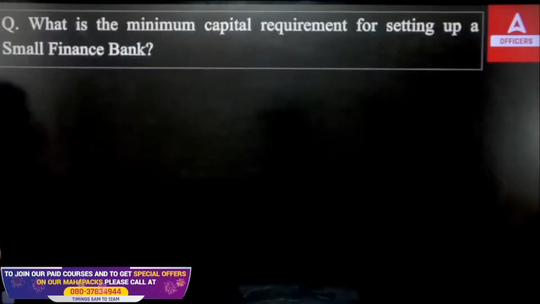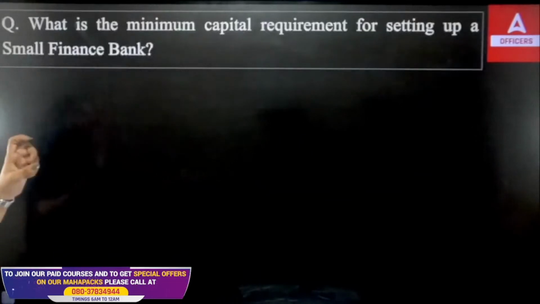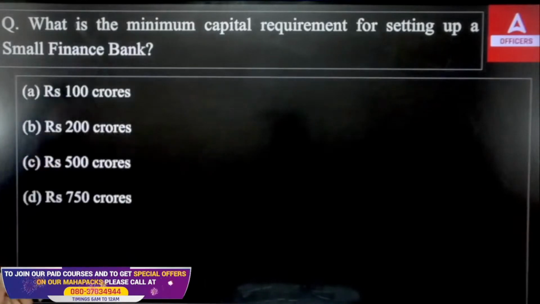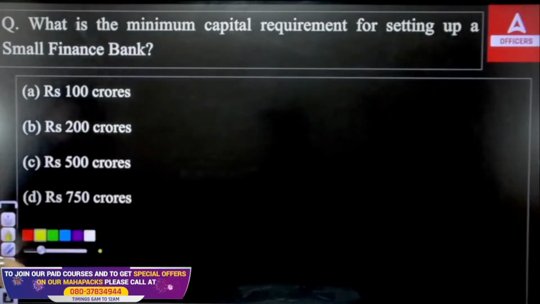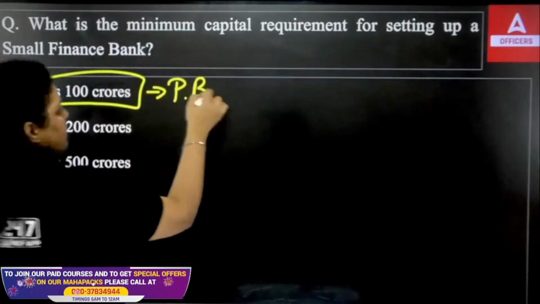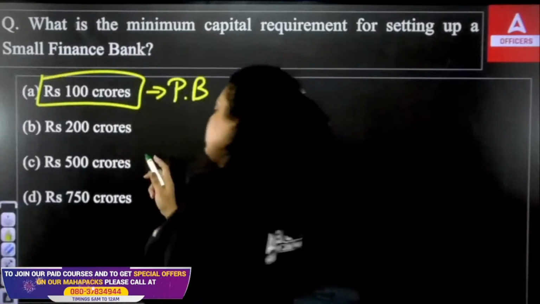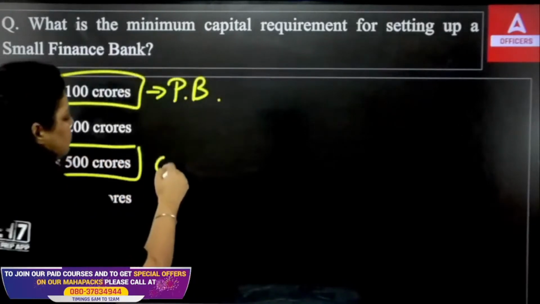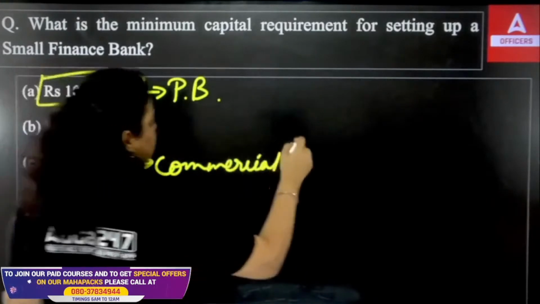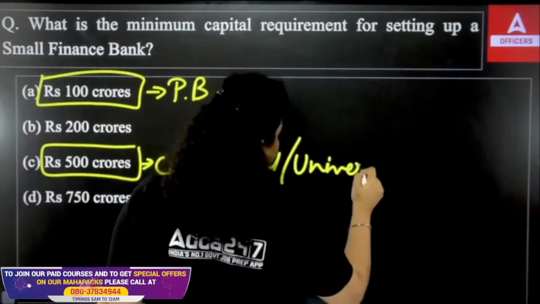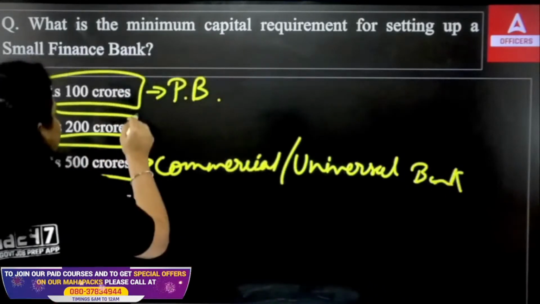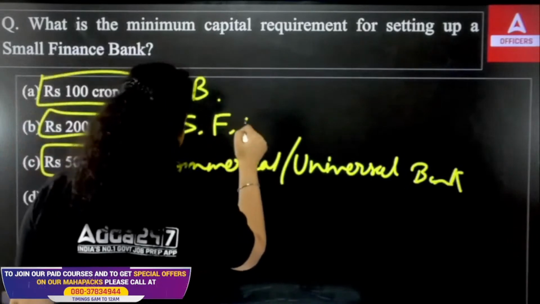Okay, now. Next is, what is the minimum capital requirement for setting up of a small finance bank? If you want to set up a small finance bank, what initial capital you required? So I have told you 100 crore is required for the payment banks, right? Now if I talk about 500 crore, this is required for what? This is required for commercial banks or universal bank. Okay, and this 200 crore is required for a small finance bank.